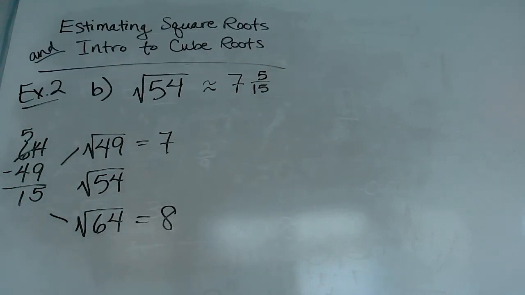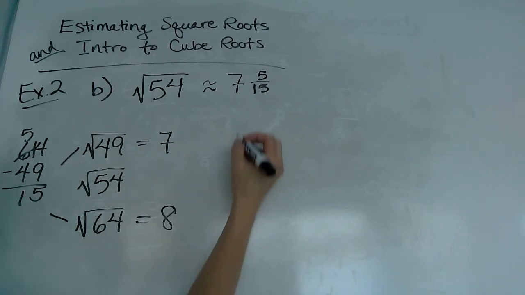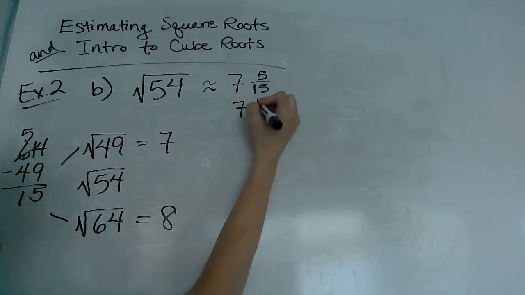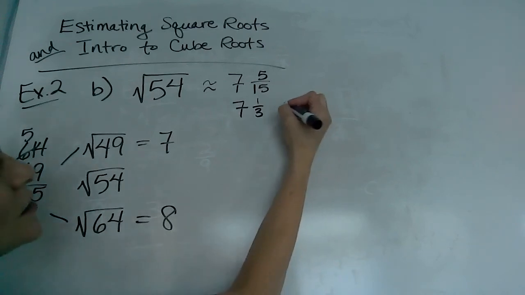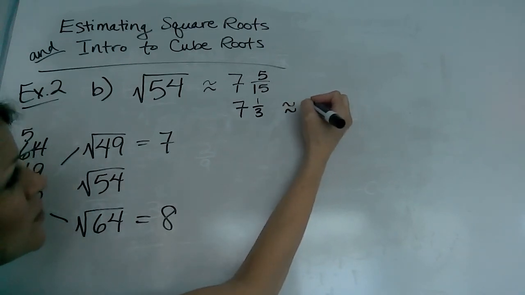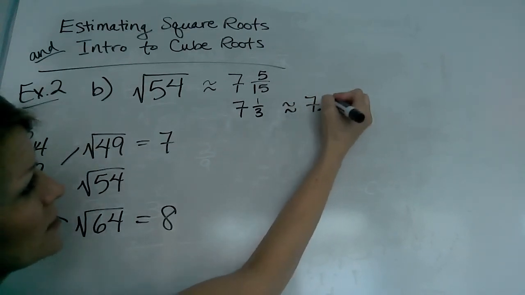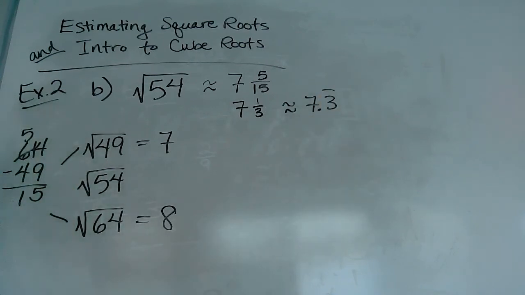So now what we have is 7 and 5/15, which we know simplifies down to 7 and 1/3. And hopefully you know that 1/3 is just 0.3 repeating. So our estimate for the square root of 54 could be 7.3 repeating.